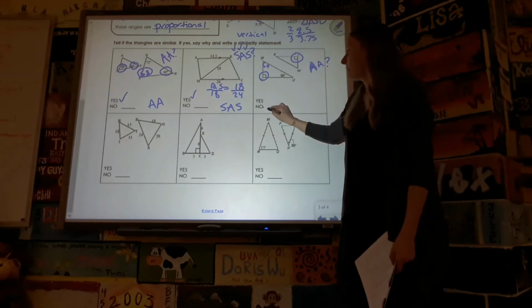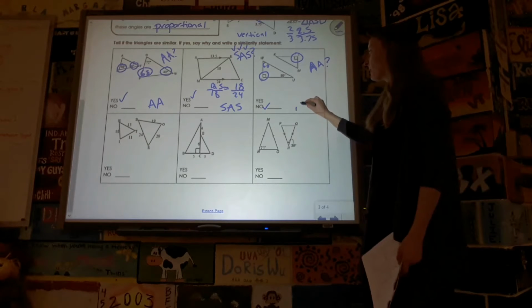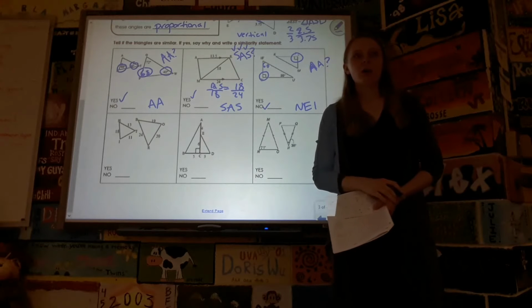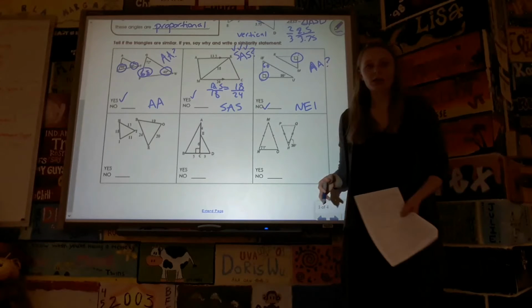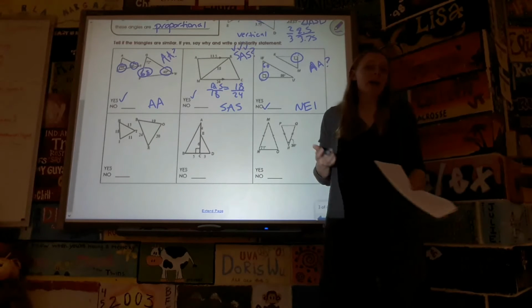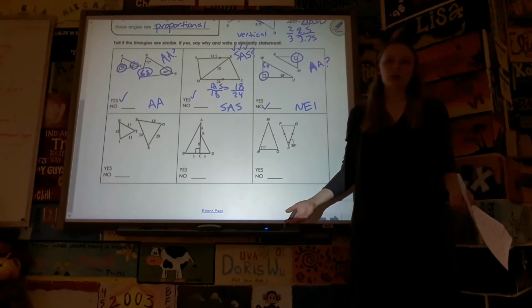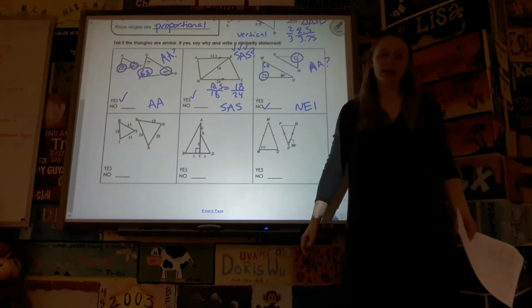So for this one, I would have to say no, I can't prove that they're similar. Your reason for this one would be not enough information. Just like we had that kind of reasoning for Unit 4 with our congruency, that can show up again here. They might be similar, we just don't know because I can't find any of those angles in the other triangle. So we just leave it with any X.